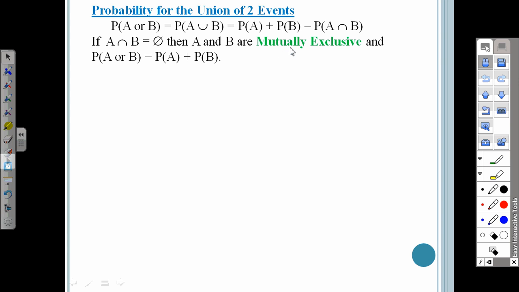When that happens, your probability of A or B is just the probability of A plus the probability of B. You probably remember me mentioning that when you use the word or, we like to add, and when you use the word and, we use multiplication, right? That was from our counting principle. So it's going to follow along that feel.